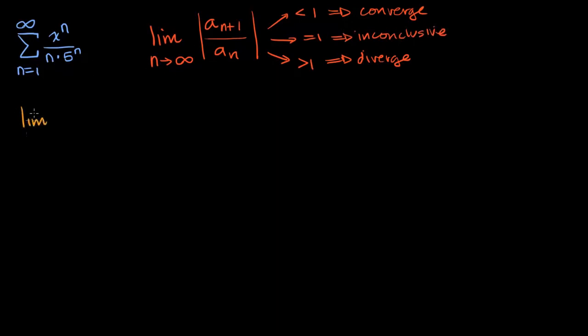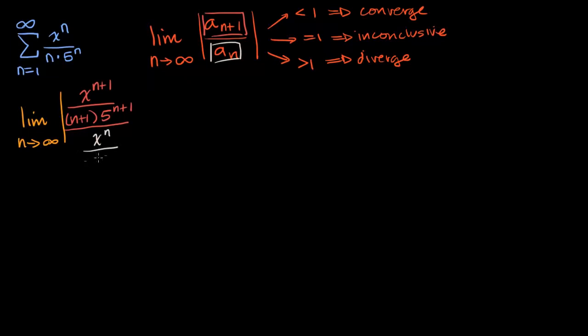Limit as n approaches infinity of the absolute value of a sub n plus 1. Well, that's going to be x to the n plus 1. Let me color code this just so we know what we're doing. So this thing right over here is going to be x to the n plus 1 over n plus 1 times 5 to the n plus 1, and we're going to divide that by the nth term, and that's just going to be x to the n over n times 5 to the n. And we're going to take the absolute value of this whole thing.